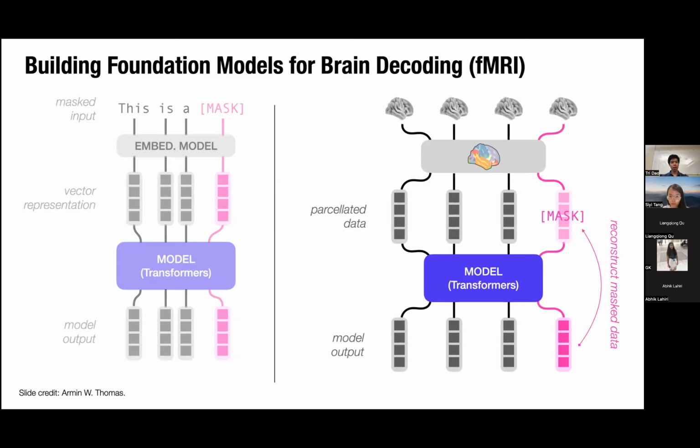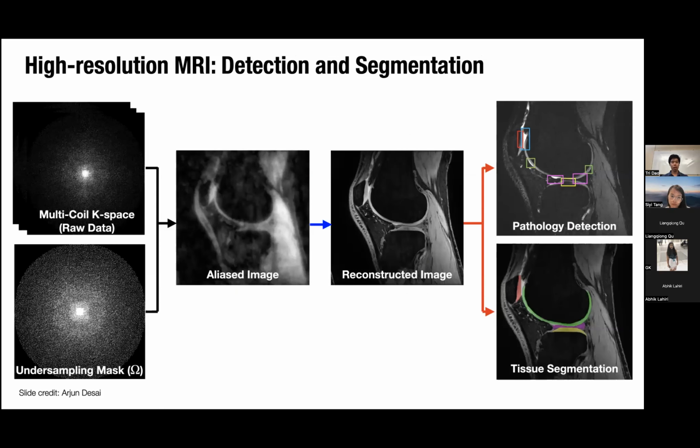And we want to make this faster. We want to make this more memory efficient so that we can model, let's say, longer time scales when you do fMRI decoding. So that's one thing we're excited about. This is an ongoing collaboration with Armin.